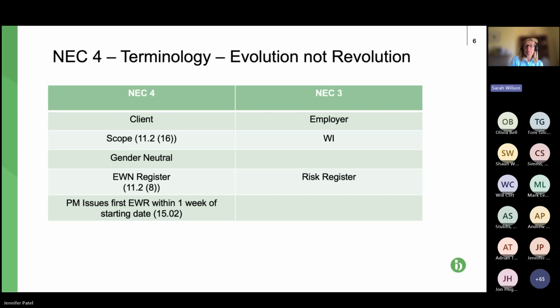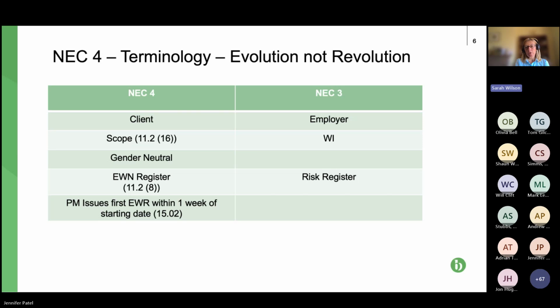So first of all, in terms of the terminology, I would imagine that most of you will be working on NEC 4 now, or at least starting to work on it. So hopefully you're getting used to this new terminology. In NEC 3, we had the employer. The employer is now called the client, which I think is more self-explanatory. In NEC 3, we had the works information, which when I first started looking at NEC, I found really confusing. Now it's been changed to the scope, and we all know what that means.